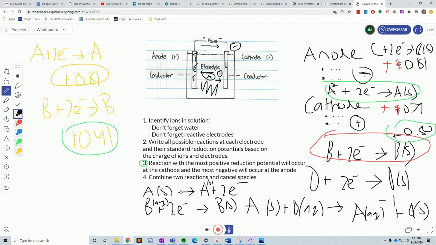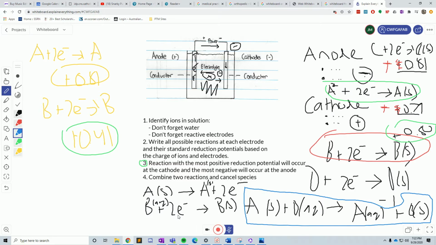So those are the 4 steps. Identify the ions in solution, don't forget about water, don't forget about reactive electrodes. Then write all possible reactions at each electrode and their standard reduction potentials, which are these numbers here, based on the charge of ions and electrodes, remembering that negative will be attracted to the anode, positive will be attracted to the cathode. Then number 3, the reaction with the most positive reduction potential will occur at the cathode, and the most negative will occur at the anode. And then after that, you can combine the two reactions that you've seen, and you cancel species, and you get this lovely equation down here.